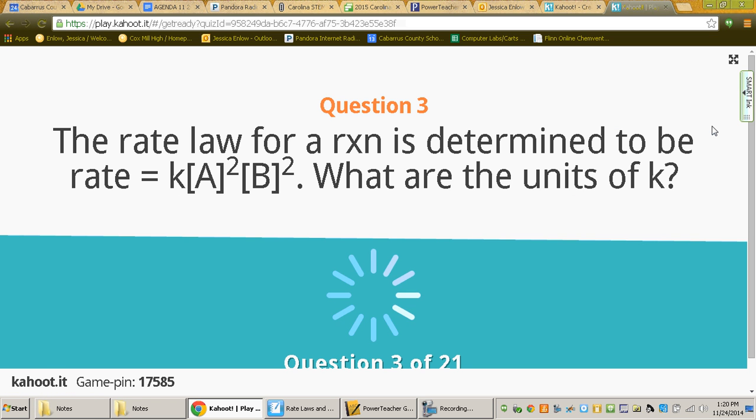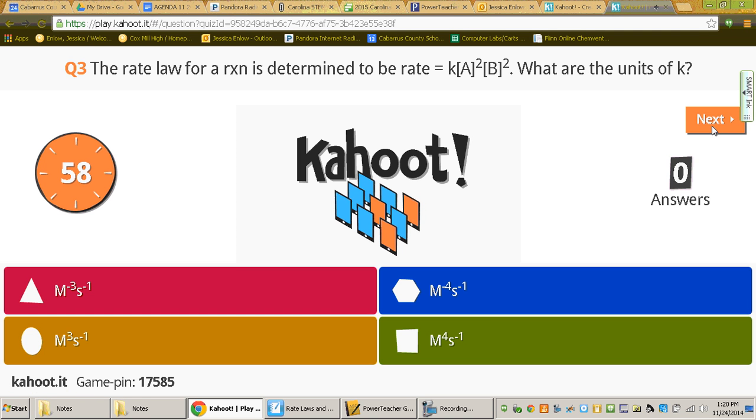The rate law for a reaction is determined to be rate is equal to k times A squared times B squared. What are the units of k?